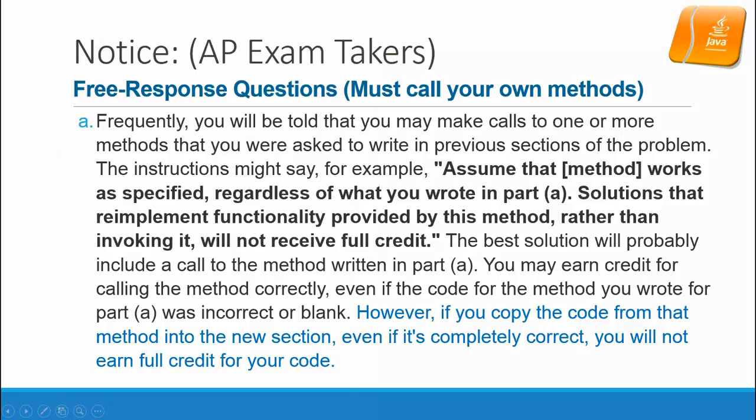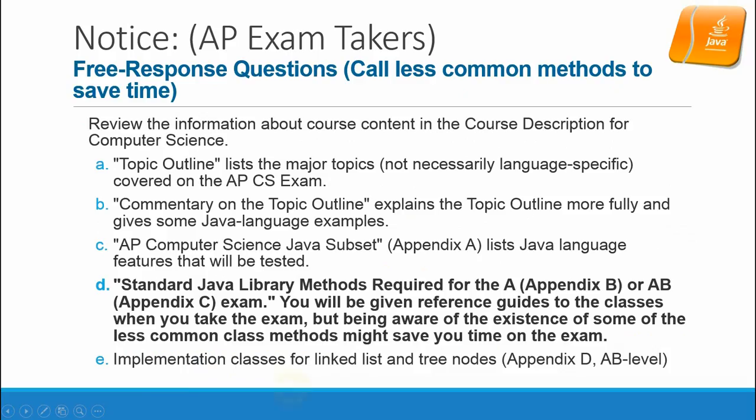For AP exam takers, the free response questions: one thing we need to remember is that if a question has a Part 1 for you to develop certain methods, and there is a Part 2 or Part 3, or Part B, Part C, you need to call the method you developed in Part A or Part 1. Otherwise, you won't receive the full credit. However, if you copy the code from the method into the new section, even if it is completely correct, you will not earn the full credit for your code.